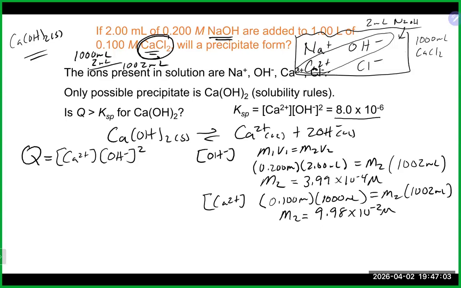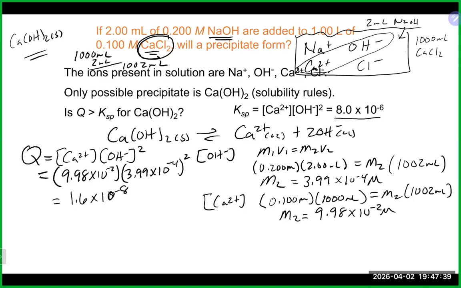Now that you have it, you're good to go and plug it in here. So we're going to plug it into our Q, which is 9.98 times 10 to the minus 2. We're going to plug in our hydroxide, which is 3.99 times 10 to the minus 4. We're also going to square it as well. So that's going to get us a Q value of 1.6 times 10 to the minus 8 in this case.